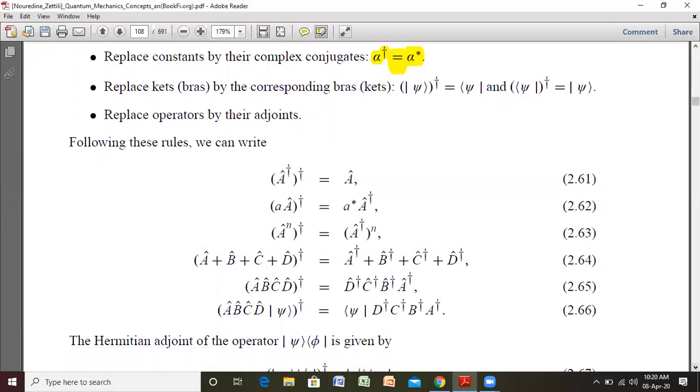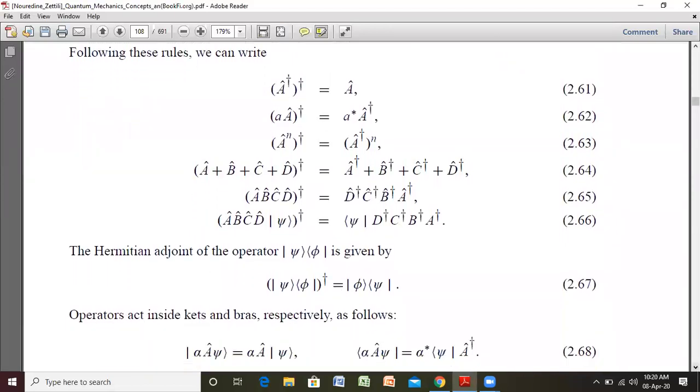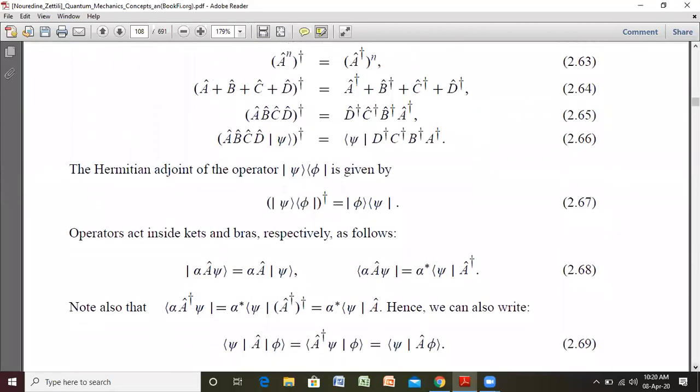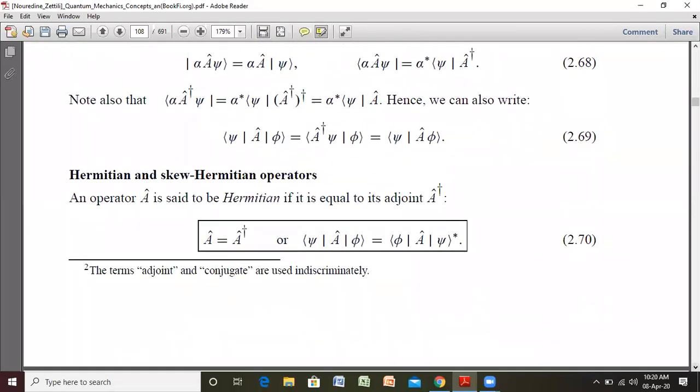So these were few properties of the Hermitian adjoints. Now we are going to define the Hermitian and skew Hermitian operators, which are very important. We will use them again and again in future. Hermitian operators are those operators in which the Hermitian adjoint of an operator is equal to the operator itself. That is called a Hermitian operator.